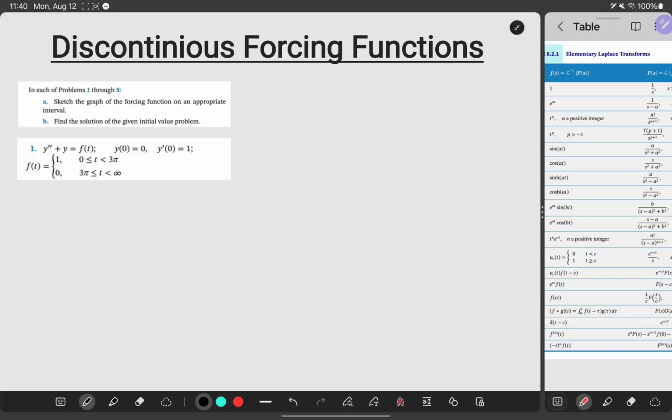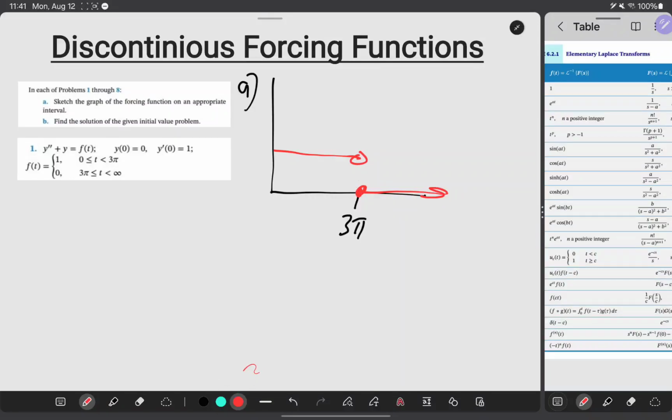First things first, part A says to sketch the graph of the forcing function. The forcing function is this f of t here. To sketch this, it'll be 1 from 0 to 3 pi. I'll just say 3 pi is there. This is 1, and then it's 0. This is closed at 1. Pretty simple graph.